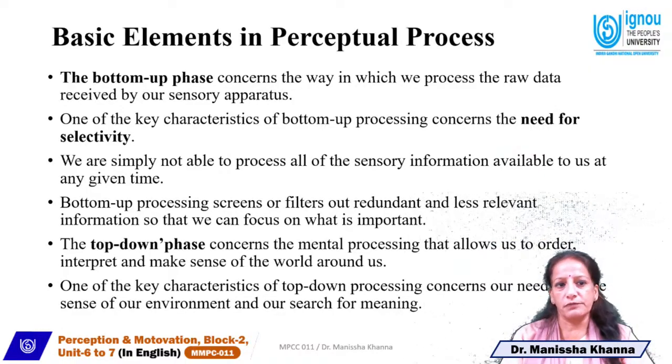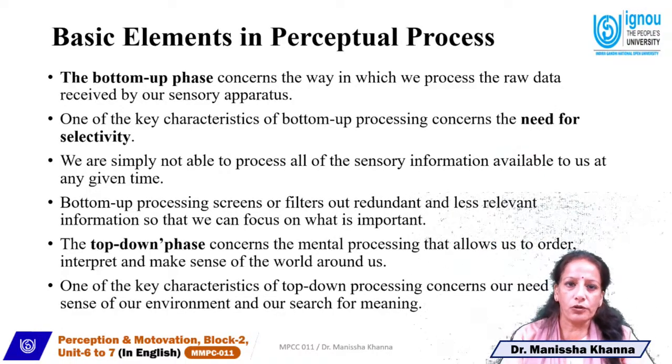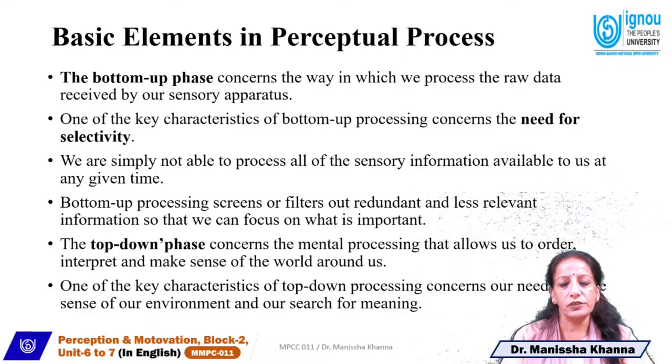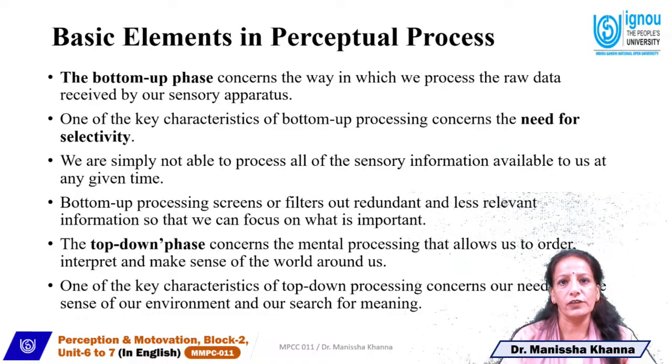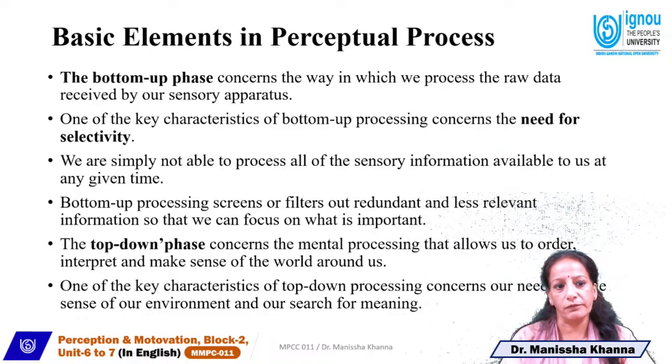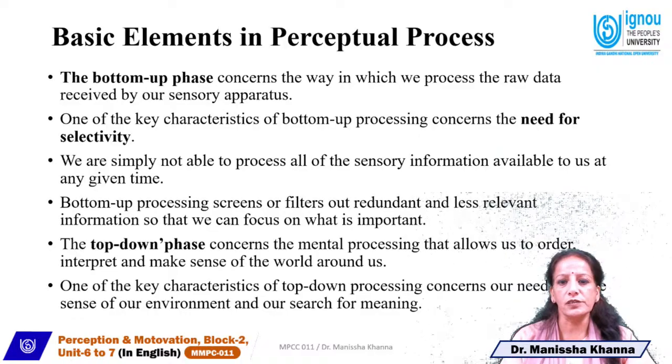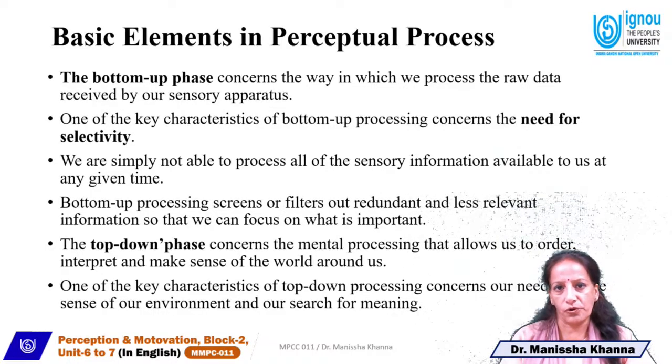Basic elements of the perceptual process. The bottom-up phase concerns the ways in which we process the raw data received by our sensory apparatus. One of the key characteristics of bottom-up processing concerns the need for selectivity. We are simply not able to process all the sensory information available to us at any given time. Bottom-up processing screens or filters out redundant and less relevant information so that we can focus on what is important.